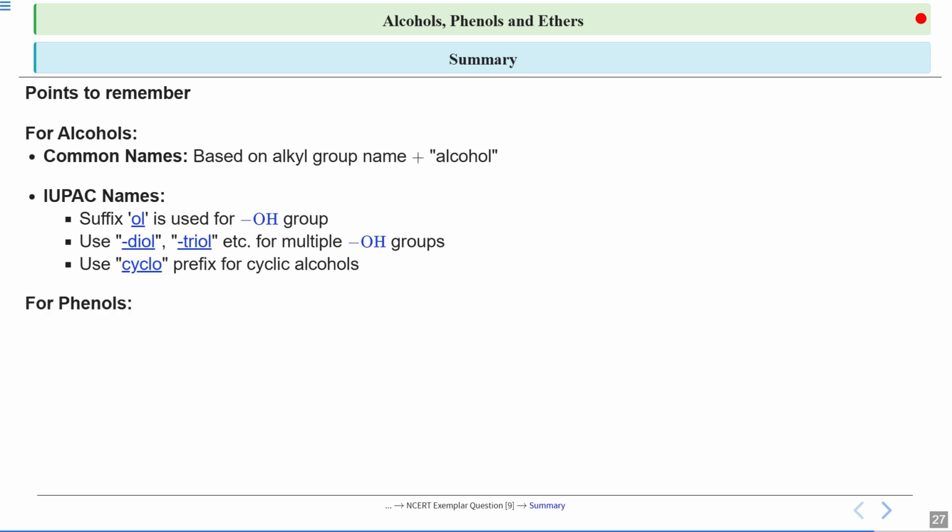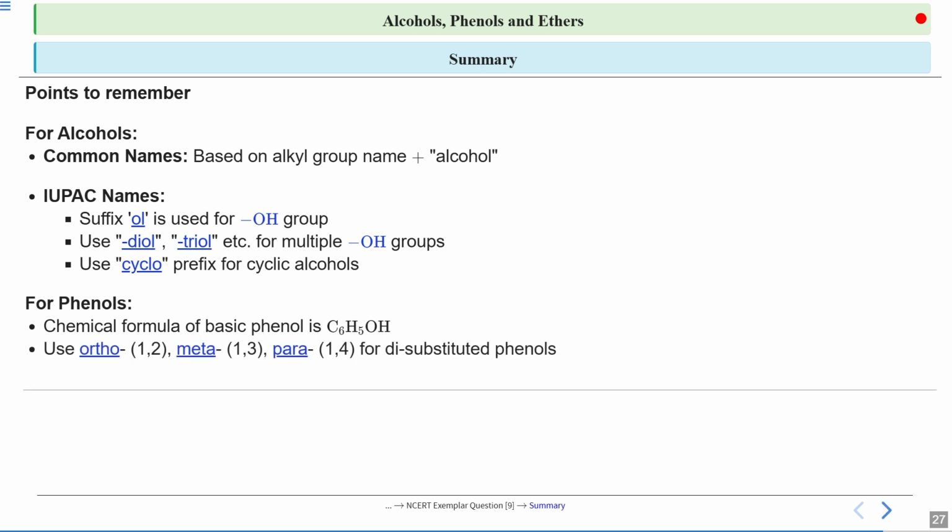For the phenols, we have seen that the chemical formula of the basic phenol is C6H5OH, which is phenol. We should use ortho for the 1 and 2 positions, meta for the 1 and 3 positions, and para for the 1 and 4 positions for disubstituted phenols.